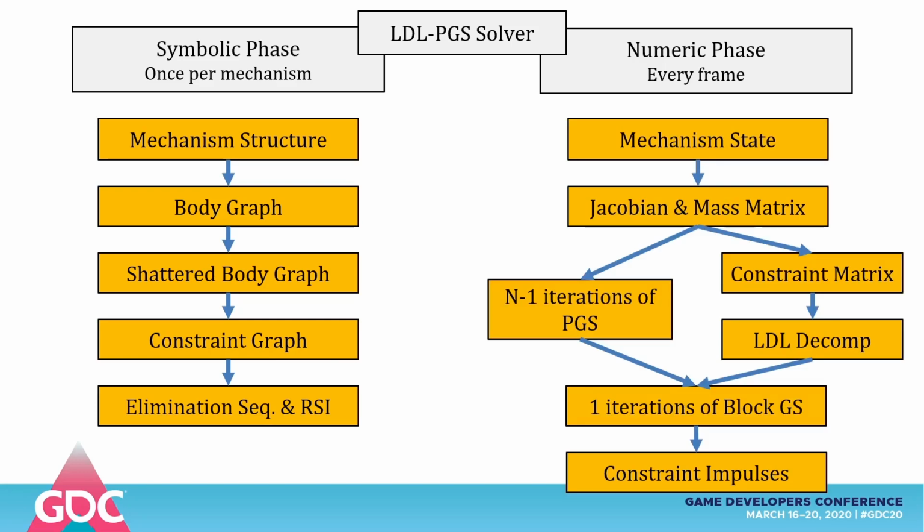The numeric phase takes the current state of the mechanism and executes the PGS solver in parallel with the LDL decomposition of the constraint matrix. Then, after joining the 2 threads, it executes one step of the block Gauss-Seidel using the LDL decomposed matrix to correct the constraint impulses.